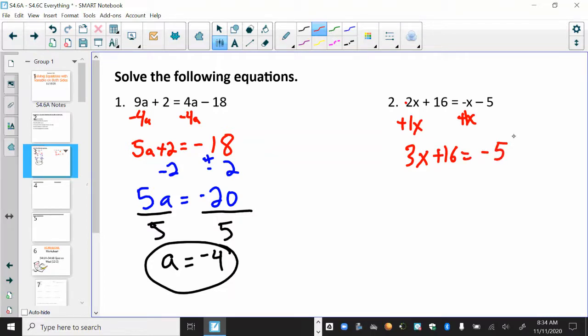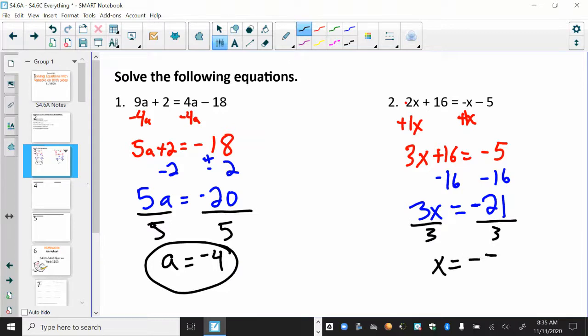All right. Step 4, I'm going to move my non-letter term over, so I'll undo my addition and subtraction, so minus 16. 3x equals negative 21. You can use your calculator. Lastly, I'm going to undo the multiplication with my letter. So that's going to be divided by 3, and that's going to be divided by 3 to get x equals negative 7.